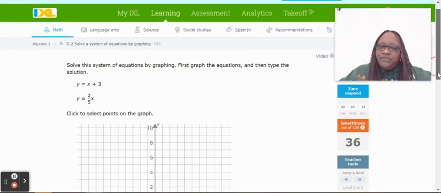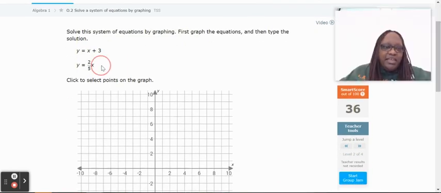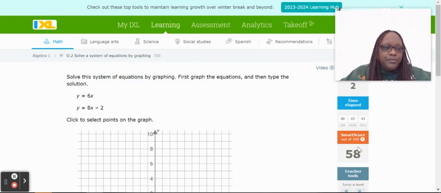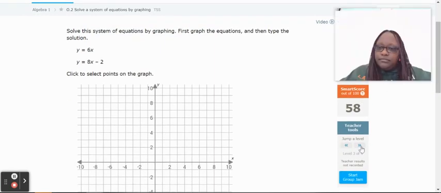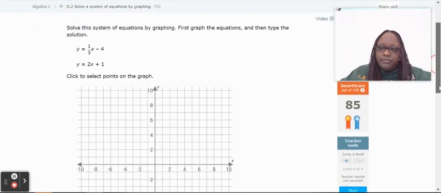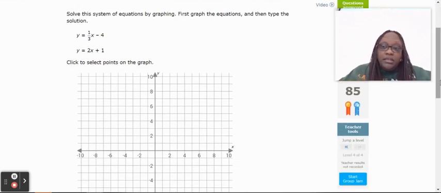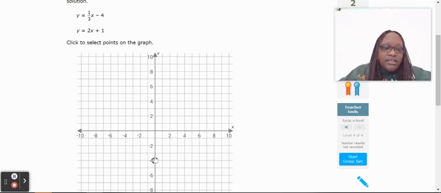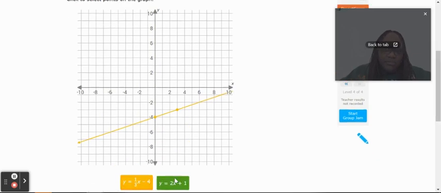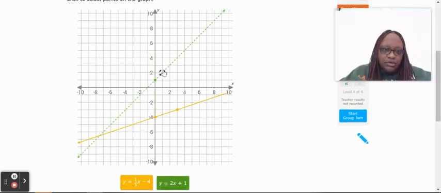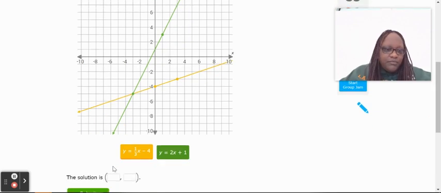Okay, let's go to a different equation. Just FYI, there's no number being added or subtracted here. So that means that you start at 0. But I want to go to a different problem. Let's see. So negative 4, and then up 1 over 3. And then the second one, start at positive 1, and then up 2 over 1. They meet here. So that's when x equals negative 3, y equals negative 5. Negative 3, negative 5.